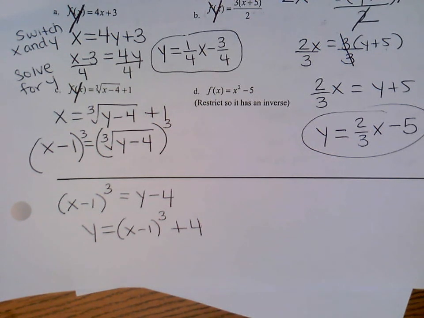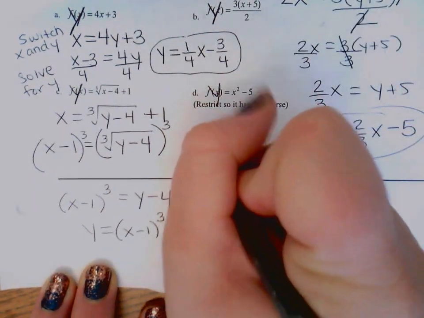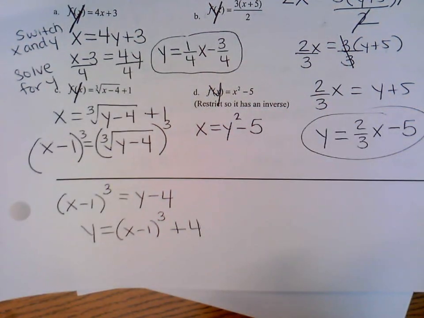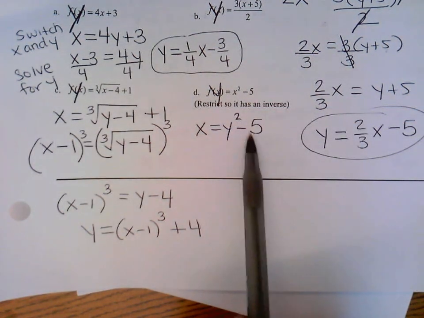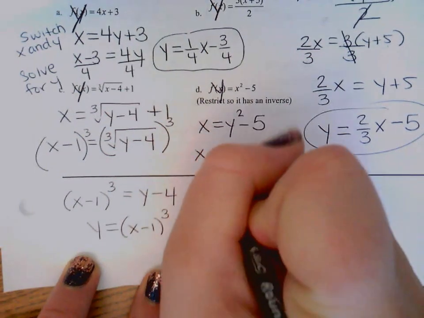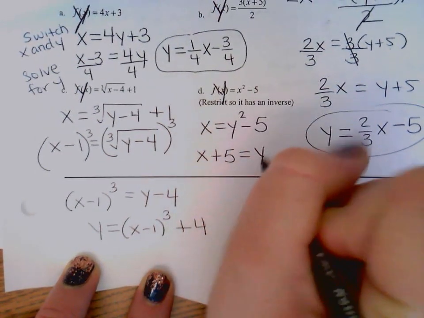And then on part D, it says you would restrict it so it has an inverse, but algebraically, you do the same thing that we've done in all the other problems. You switch x and y, and then you're just going to take the square root of both sides. So if this is y equals, it's now x equals. So what would be my first step to get y squared by itself? Add 5 to both sides. x plus 5 equals y squared.